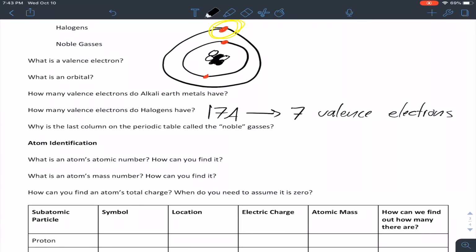All elements want to get to a full outer shell, so they don't want to share anything, so they're nice and happy, and they don't want to react with anything. So we call them noble. They don't want to mingle with all the other elements, so they're above them. They're noble, they don't want to react.